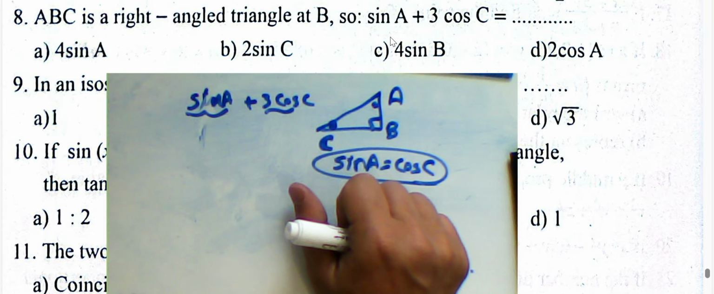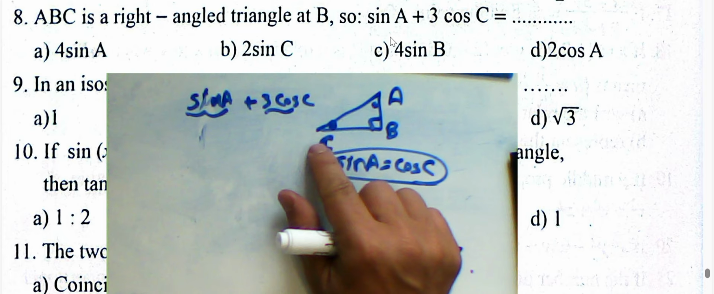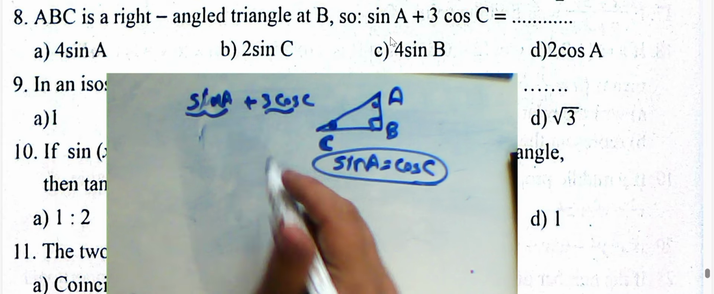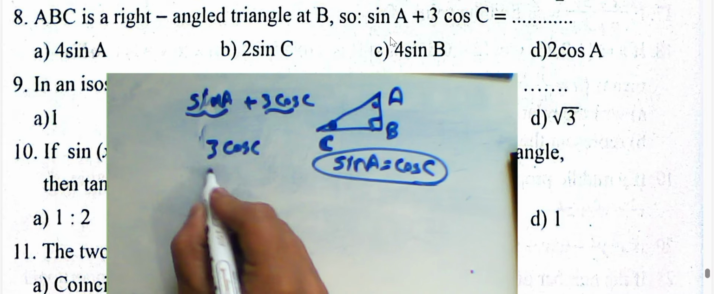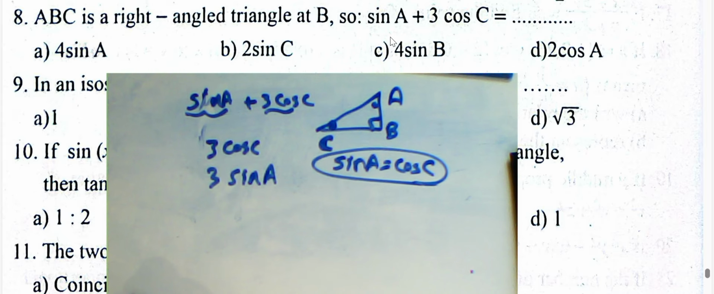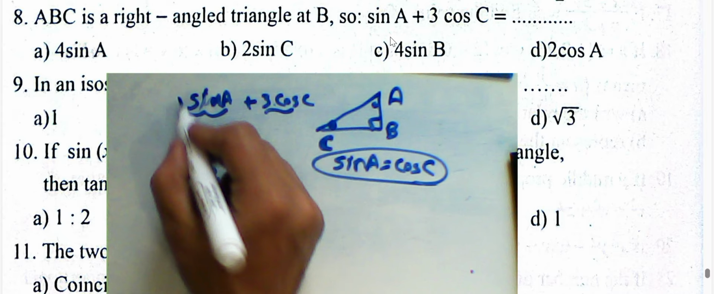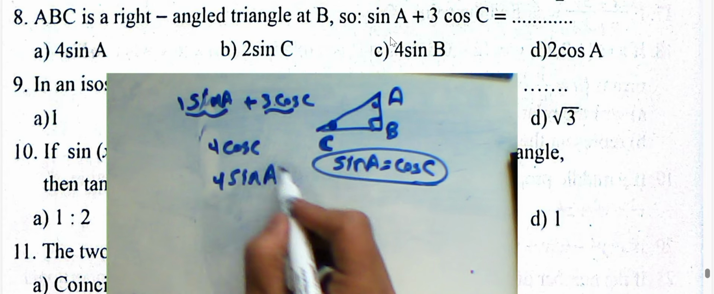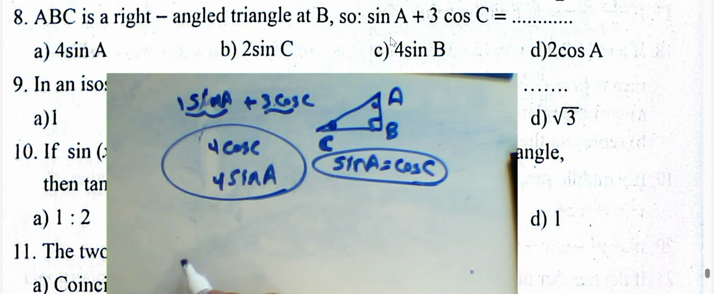Then sine A equals cosine B, and also sine B equals cosine A. So they are equivalent, and we can collect together. The result will be 3 cosine C or 3 sine A, they are equivalent. Then we can write 3 plus 1 equals 4. Then the answer is letter A, 4 sine A, because sine A is equivalent to cosine C.